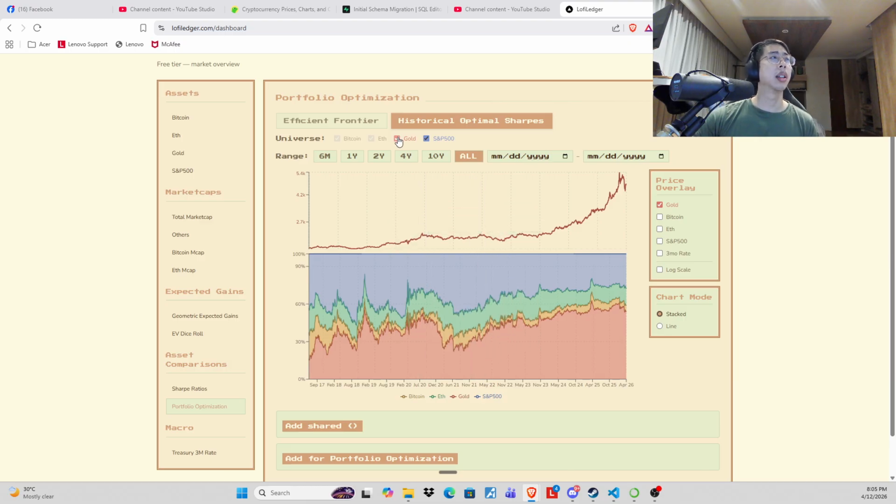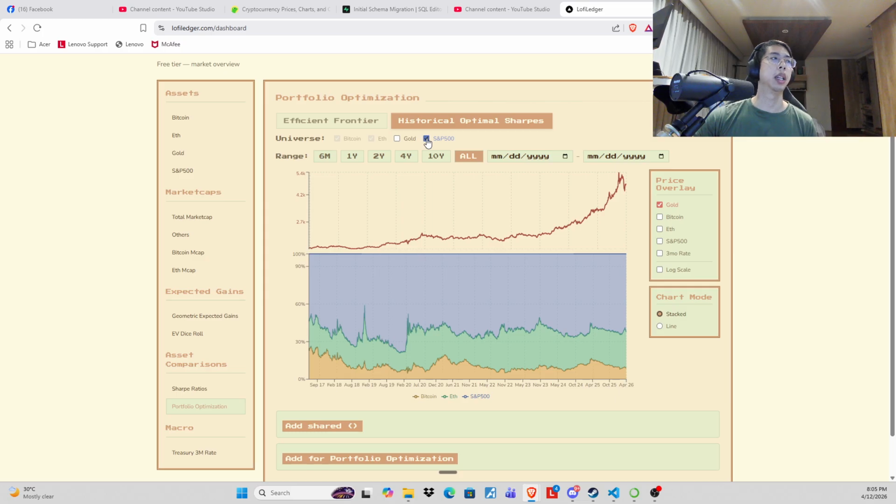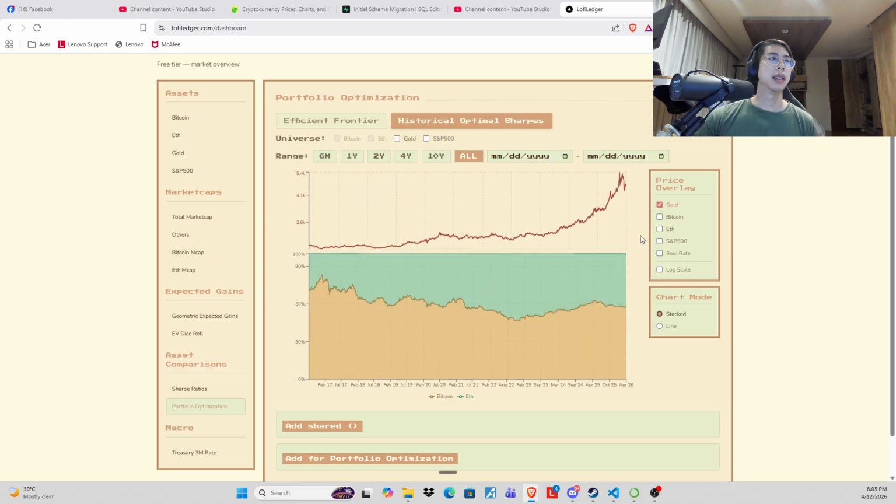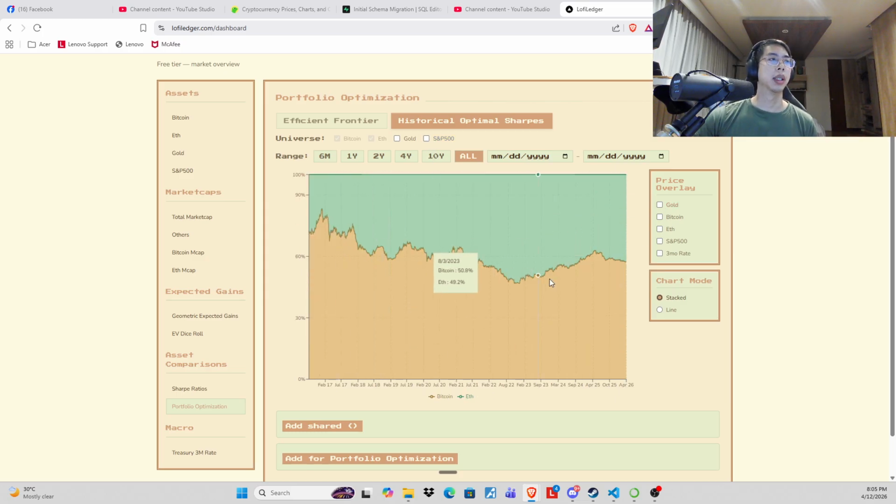But if you're not going to invest in gold or the S&P and you're purely in crypto, you'll see that it will recommend more Bitcoin than ETH. So right now, if you're just in crypto and only considering Bitcoin and ETH, it is recommending 57% in Bitcoin and 42% in ETH. So that's how you get an idea of how to really structure your portfolio.